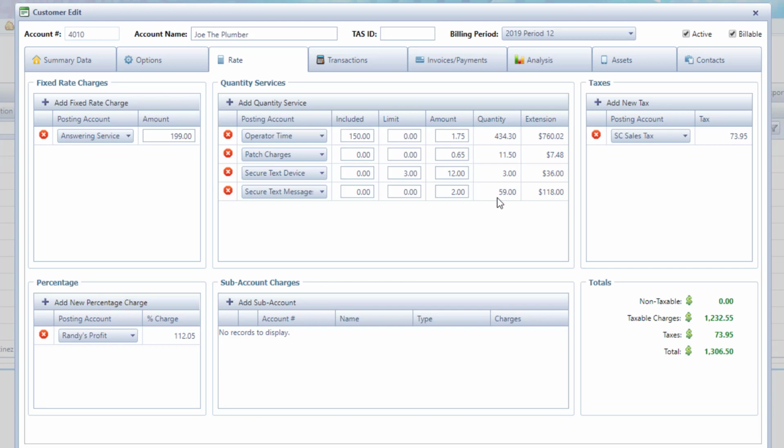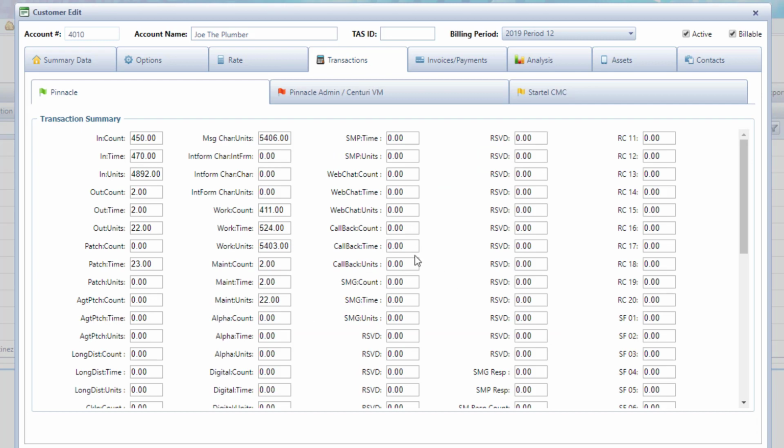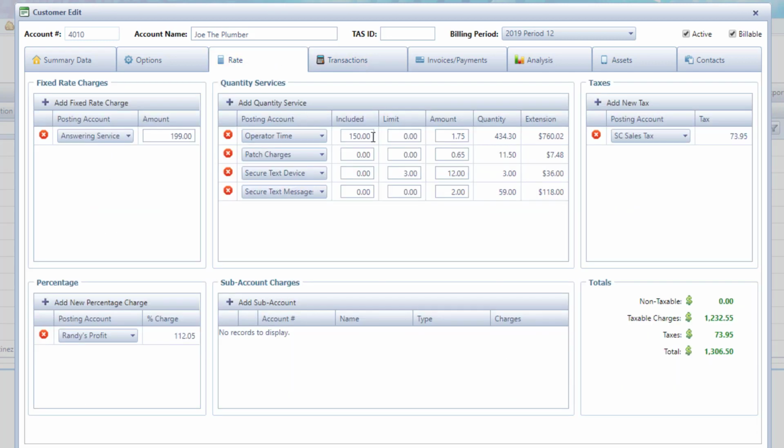And that's the best way of confirming that you have your formula set up correctly, is to look at the Transactions tab, do the math yourself, and compare with the results on the Rate tab to make sure that the formula is doing what you want it to do. Next, we'll look at this client's invoice.